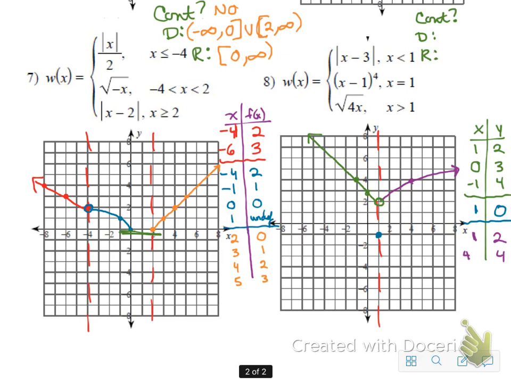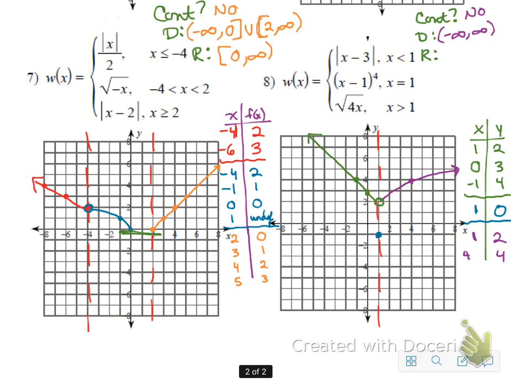So is this continuous? No. Only because there's that hole there. That's me drawing and picking up a point and drawing a little circle. So it's not continuous because that point isn't filled in. The domain is actually all real numbers because every x value is accounted for.